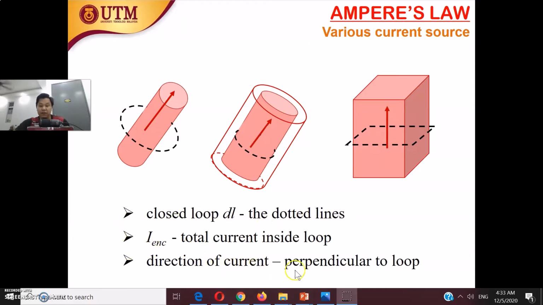The direction of current is perpendicular to the loop. It's always perpendicular. The R, the direction of current, and also the direction of phi are perpendicular to each other. That's why we use the cross product.